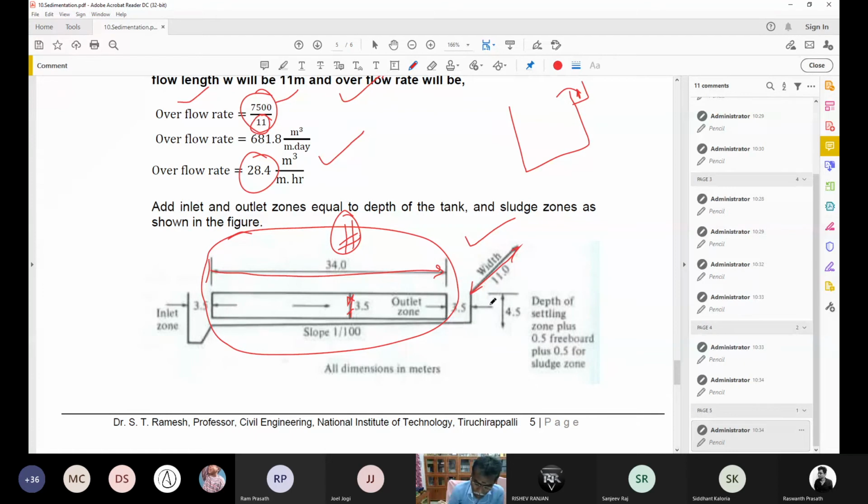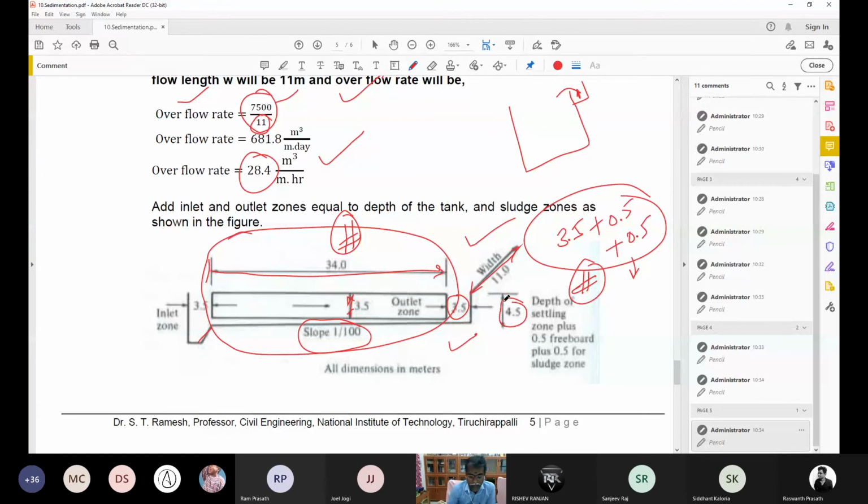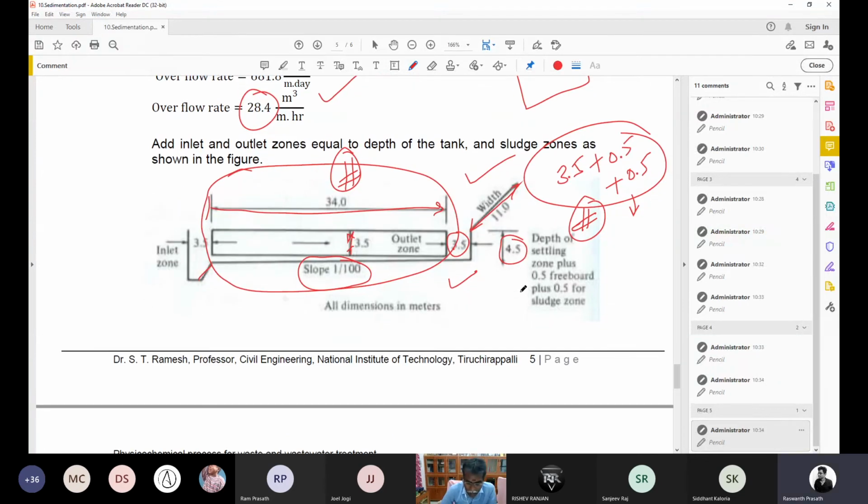Then I have to add on both the sides 3.5 meter for inlet zone as well as outlet zone. Is it okay? Inlet zone and outlet zone. And I should have a hopper bottom to collect the sludges, which has a slope of 1 by 100, 1 is to 100 for a slope. And I may also add, along with 3.5 meter, that is my water depth, 0.5 meter for freeboard and 0.5 meter for sludge accumulation at the bottom. Thereby, the total depth becomes 4.5 meter. Is it okay? Yes, sir.